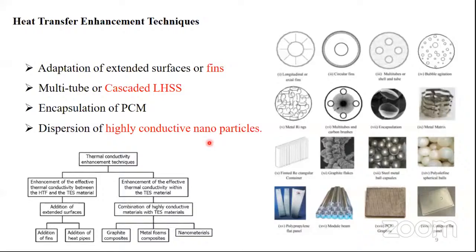Besides including nanoparticles, we can also include metal foam composites. We can have non-metal or graphite composites, or various other types of composites which can be honeycomb structured and impregnated with the phase change material to improve the thermal conductivity. So there are various ways through which you can enhance the thermal conductivity.